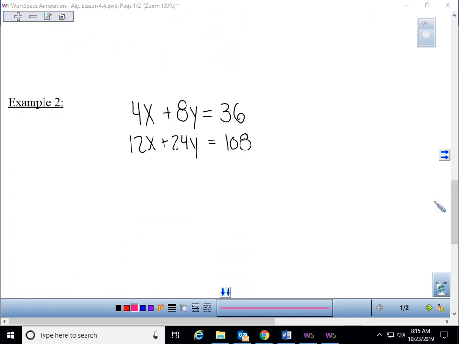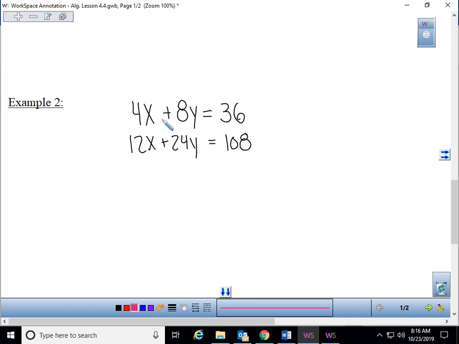Moving on to example 2, which is actually the last example of our lesson. I did not tell you what kind of answer we're going to have this time. Please write down the two equations. 4x plus 8y equals 36, and 12x plus 24y equals 108. Oh man, these are kind of big numbers. Well, the thing I have to make sure I do is rule out no solutions and infinite solutions, and then I can decide, hey, is there one solution? Awesome, let's figure it out.